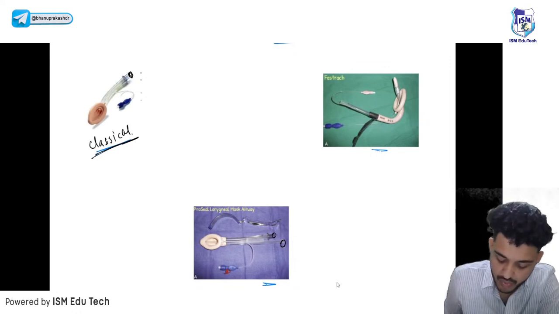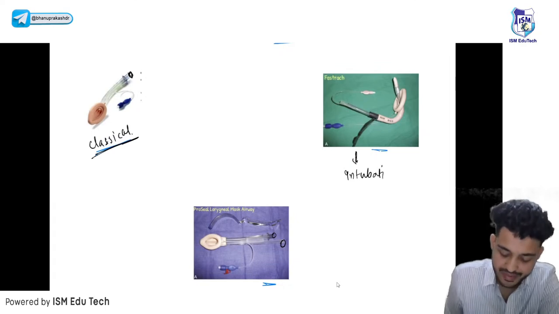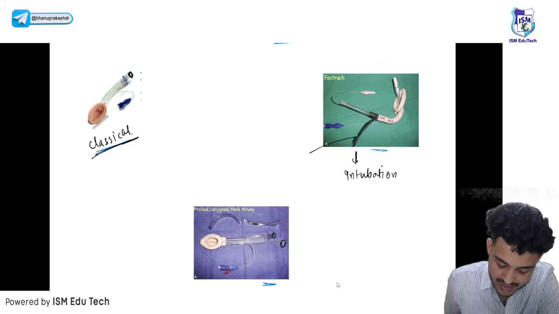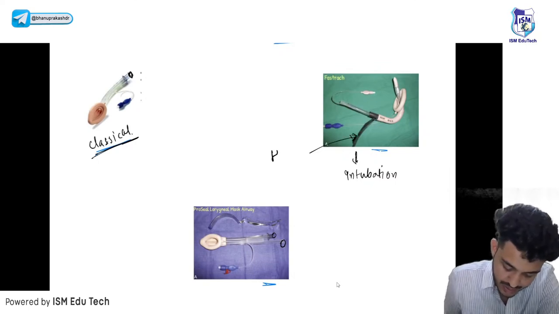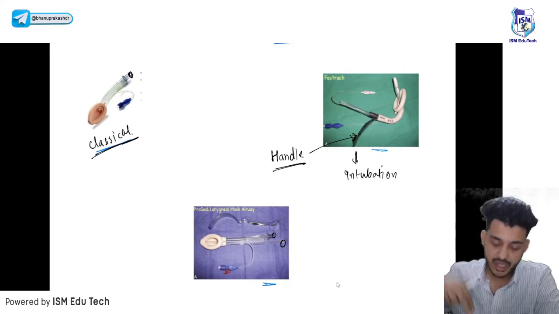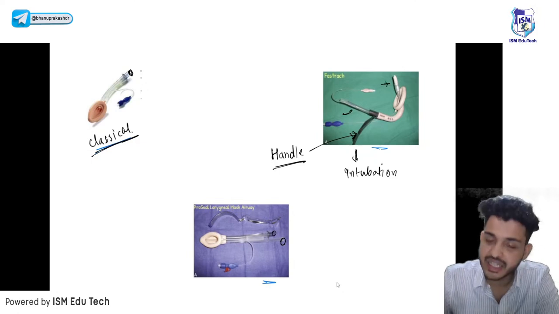In fast track, how are we using it for intubation? We are putting the airway in, then using it for the intubation. In fast track, you will see this handle-like thing. If the handle is present, that is your fast track LMA. The use of fast track LMA is putting the tubes. We can insert the ET tubes along with that.